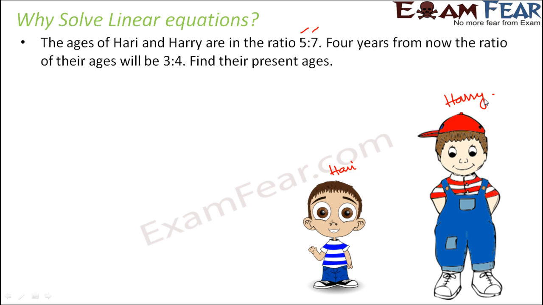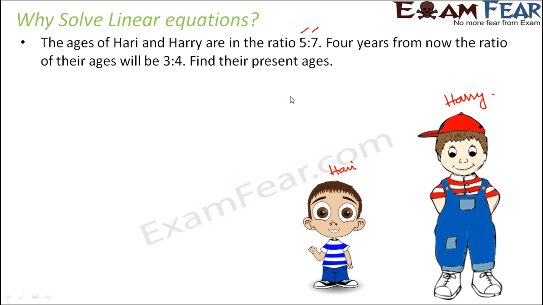Now the problem statement is given like a puzzle: 4 years from now the ratio of their ages would be 3:4. So you have to find their present ages. You see, only the ratio of their ages is given, so you have to calculate their exact ages. So how will you do that?